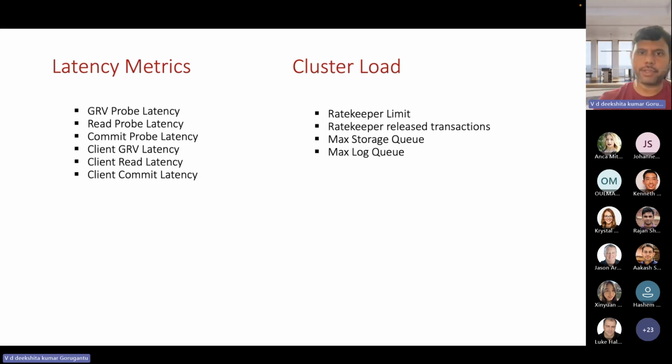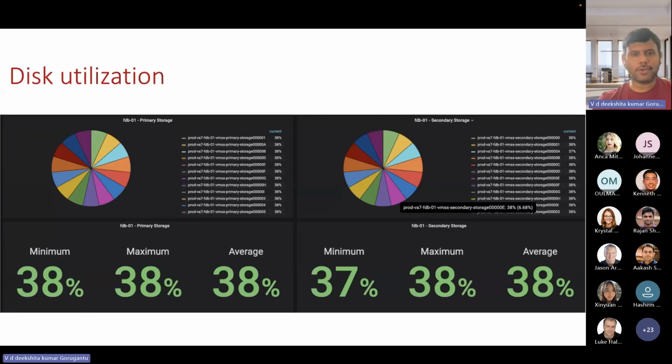This is also about the largest write queue on the transaction log, which will be available on the transaction log but is still not durable to the storage servers. Then I'm coming to the disk utilization.